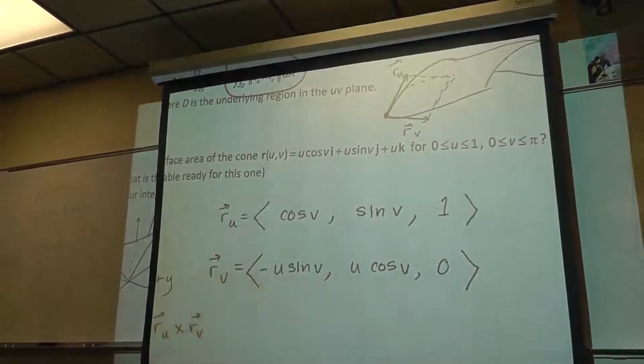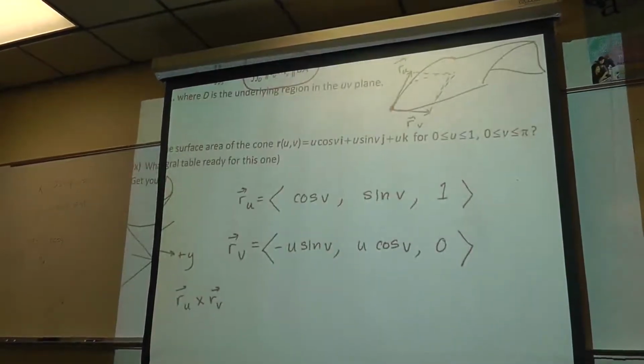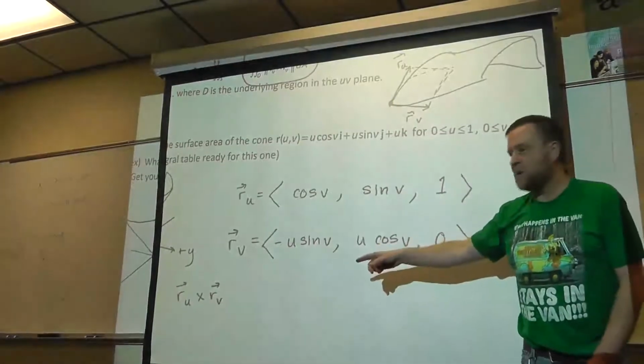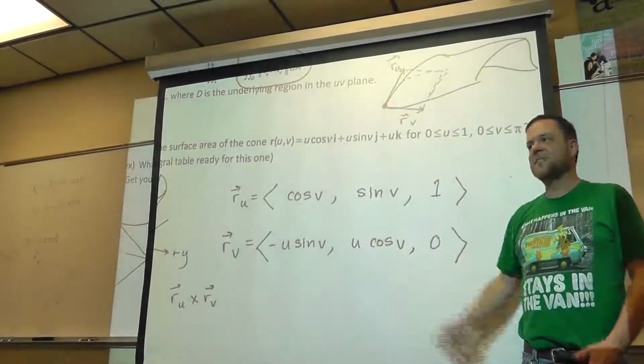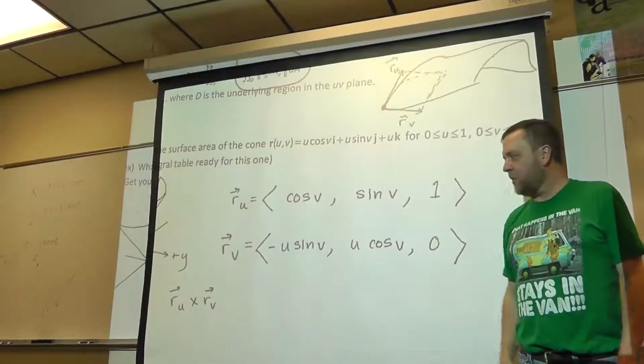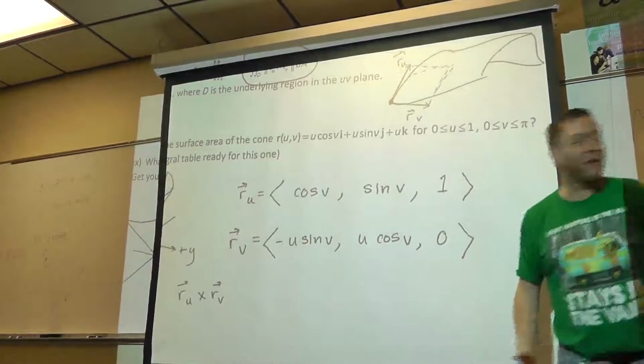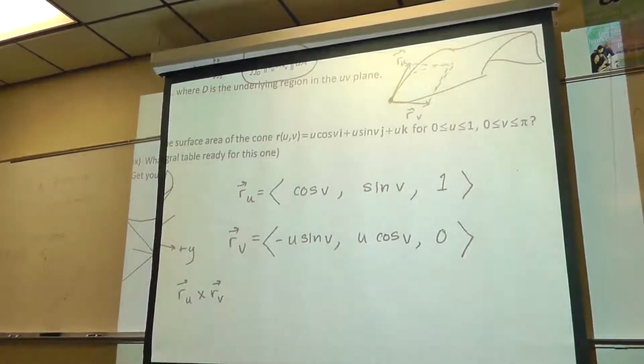So now I need to do R's partial U cross with R's partial V. Now, in all honesty, there is a specific order to doing cross products, but since you're ultimately taking the magnitude of that cross product versus V cross U, it's the same thing. So it doesn't matter if you flip your order up, because you're eventually going to apply the Pythagorean theorem to this vector.